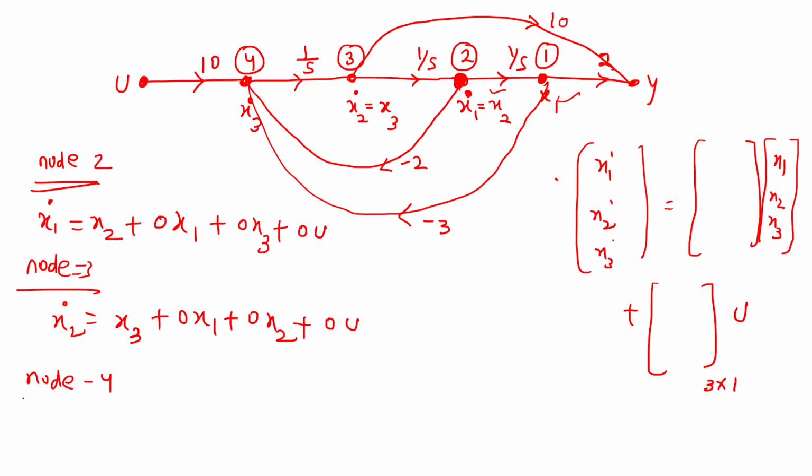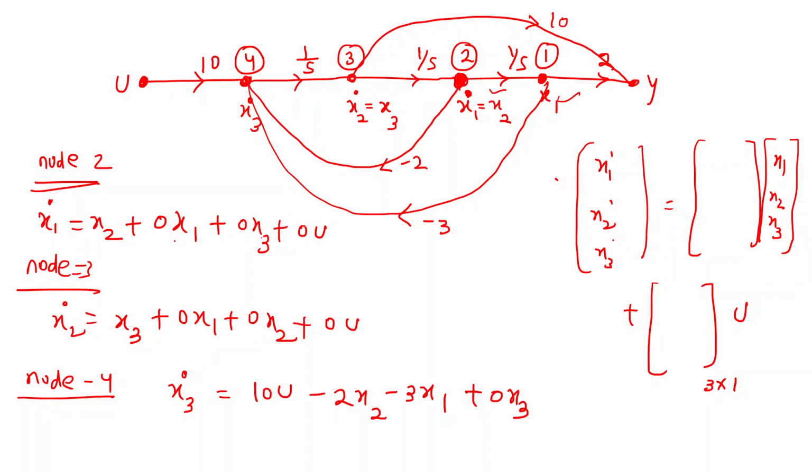Now you come to x3 star, node 4. Whenever coming to node 4, you see x3 star is nothing but 10u. Then the feedback paths are there: minus 2 x2, minus 3 x1. So these are the three terms. Here you can see x1 and x2 are there, but x3 is not there, so 0 x3, just to fill up.